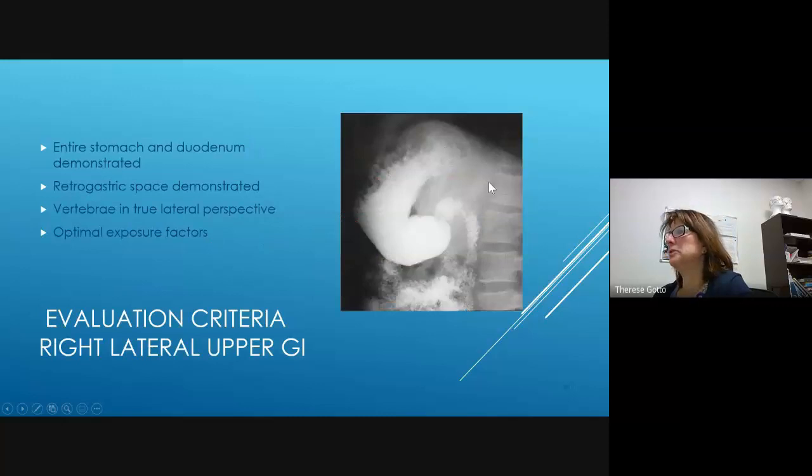Okay, and here's your picture. So you see your spine, this is cut off quite a bit, but you see in front of your spine, you have good centering here. This is about the center, I'd say. So I would go a little bit more forward, okay? But this is showing you the entire stomach, okay? And here's your duodenum, okay? Some of your jejunum. Here's your retrogastric space, so the space behind the stomach. It shows your vertebral bodies are in a true lateral, no rotation.